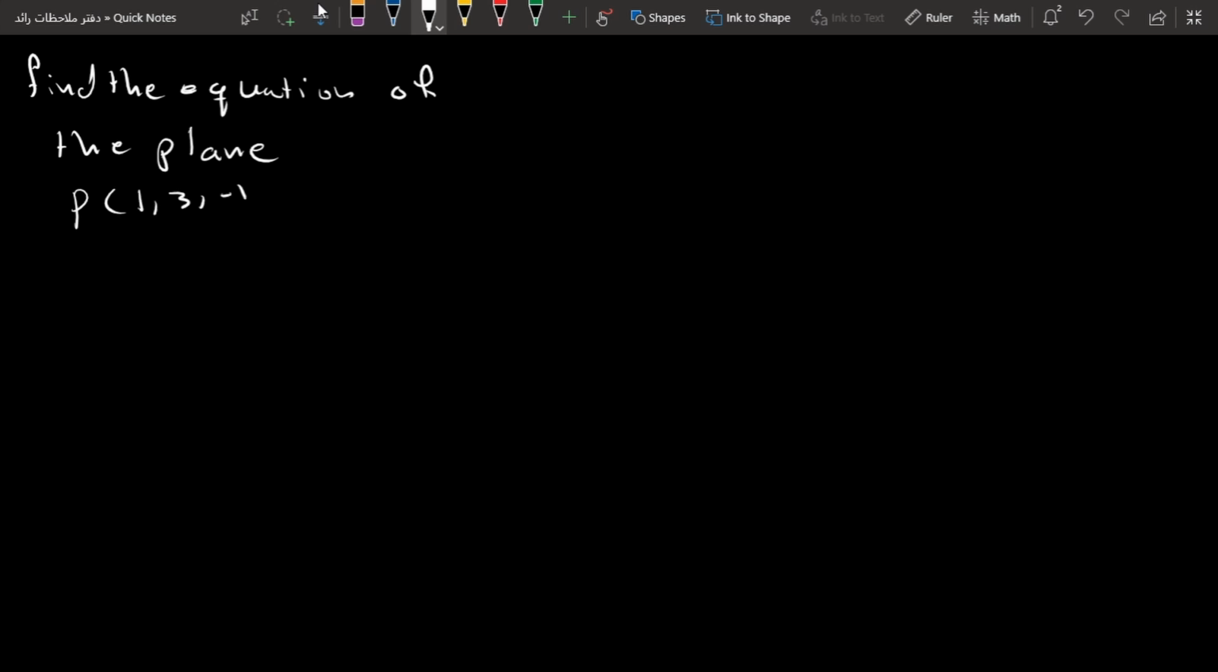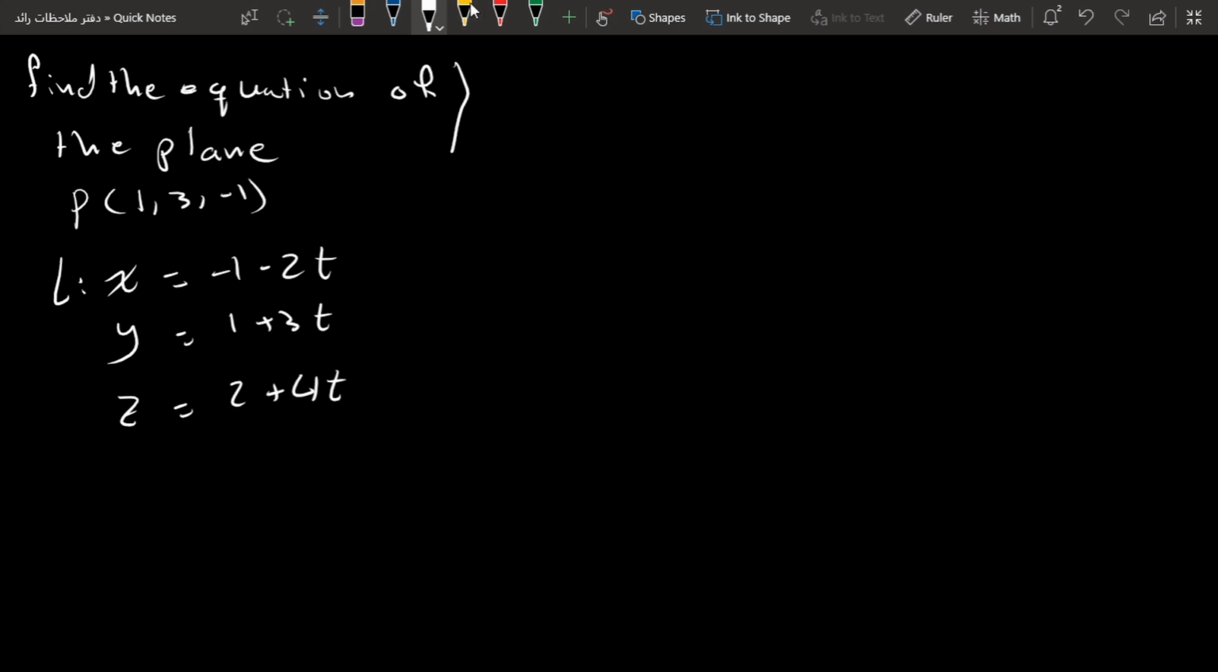معكم الأستاذ رائد قسامي. Today we will solve the question: how to find the equation of the plane that contains the point P (1, 3, -1) and the line x equals -1 - 2t, y equals 1 + 3t, and z equals 2 + 4t. طبعا, this is the question.